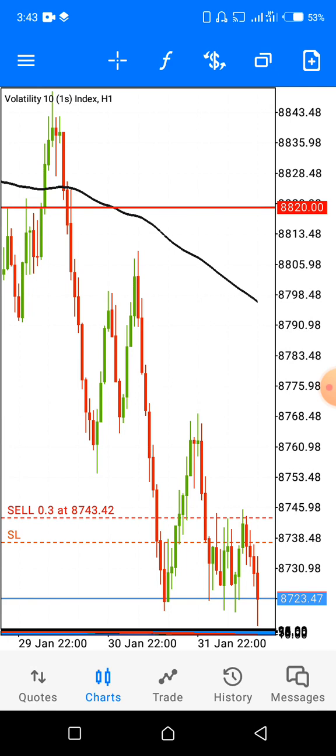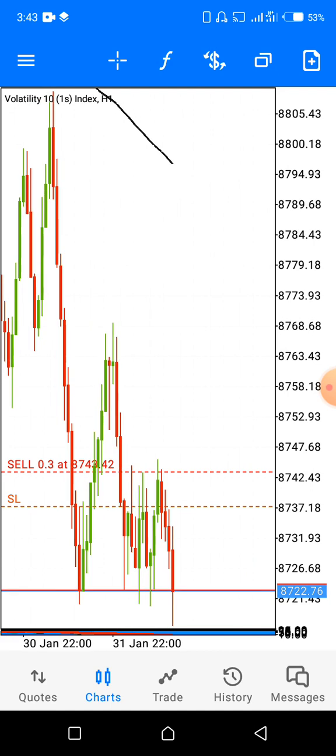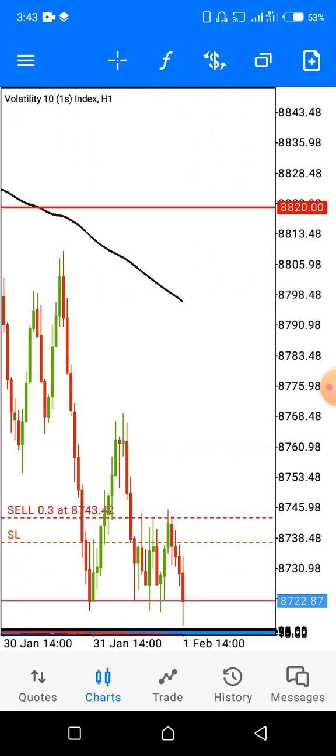As you can see, this is volatility 10-1S on the 1 hour time frame, and as you can see, I'm in a trade. So I just want to show you how I entered this trade and why.